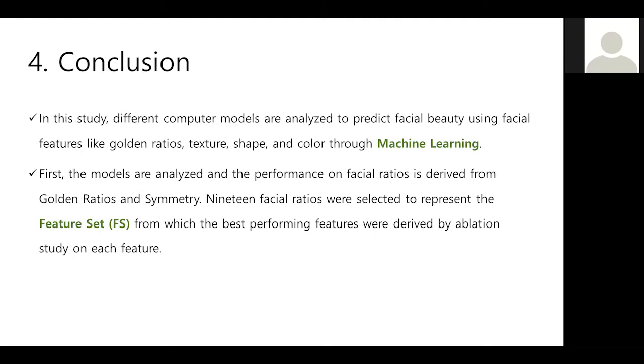Conclusion. In this study, different computer models are analyzed to predict facial beauty using facial features like golden ratios, texture, shape, and color through machine learning. First, the models are analyzed and the performance of facial ratios is derived from golden ratios and symmetry. 19 facial ratios were selected to represent the feature set, from which the best performing features were derived by population study on each feature. From the best performing feature set for each model, texture, color, and shape features were extracted from the data set.